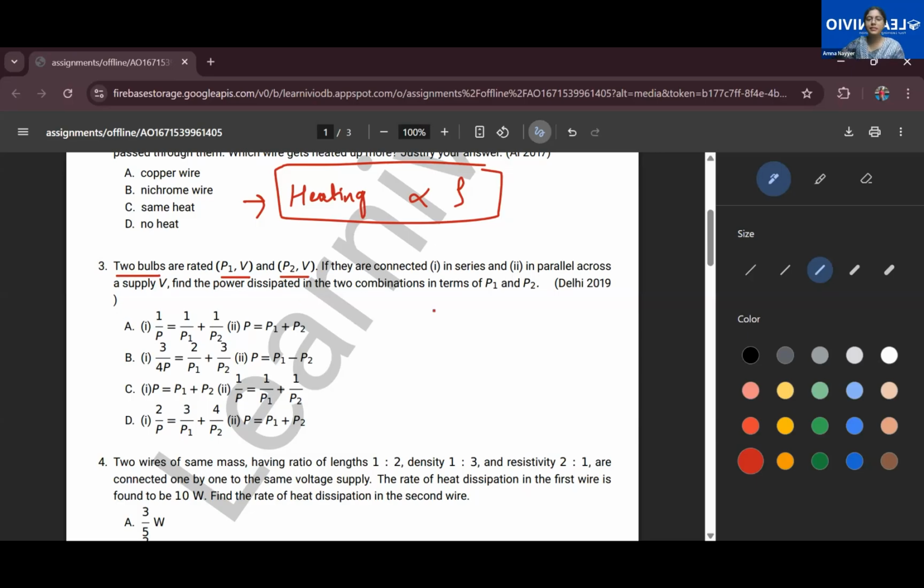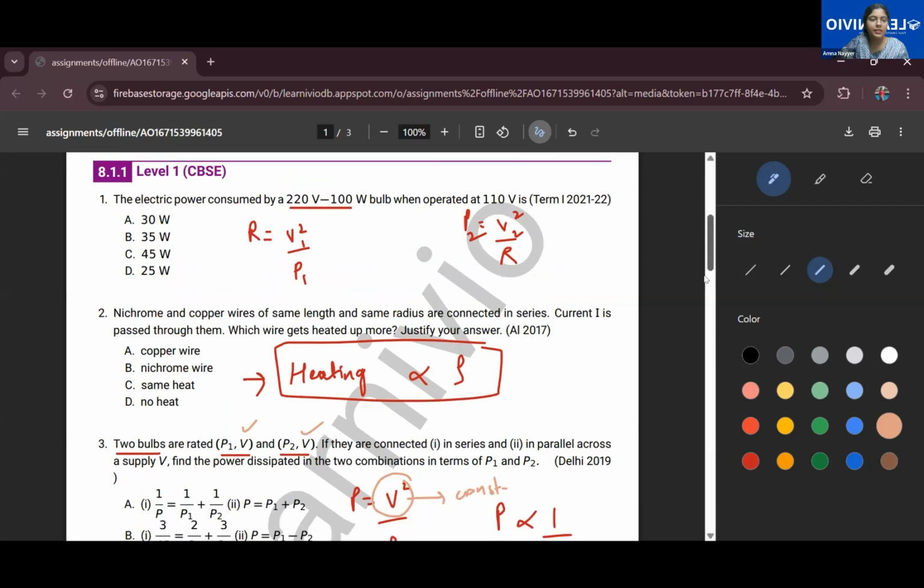So in series connection, see, whatever you get for the resistance, it will be just opposite. Means 1 by P is equal to 1 by P1 plus 1 by P2, and in parallel P is equal to P1 plus P2. The reason is that P is equal to V square by R. Your power is inversely proportional to R. And voltage here or in the other cases, this is the constant. It is given voltage is same in both. So power is inversely proportional to the resistance.